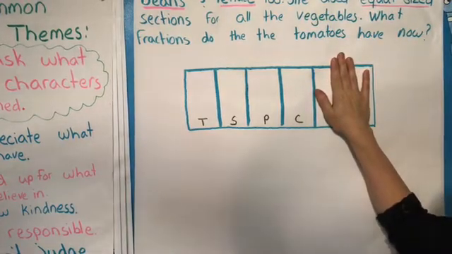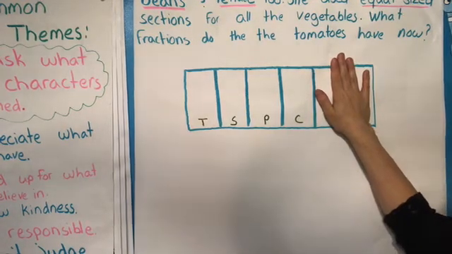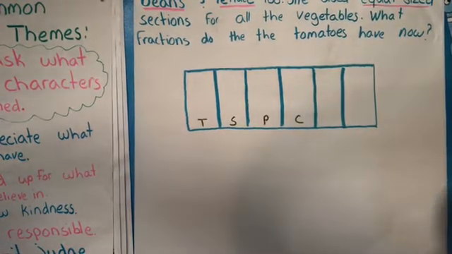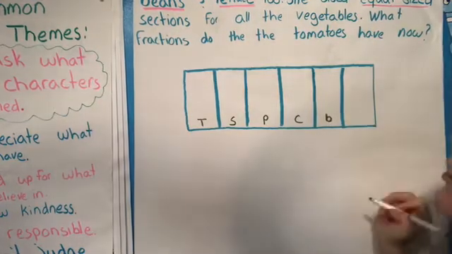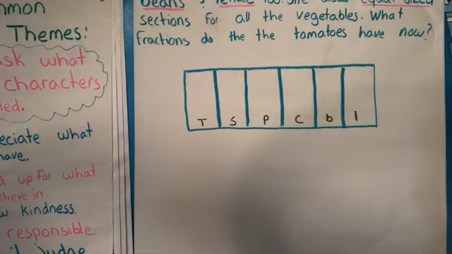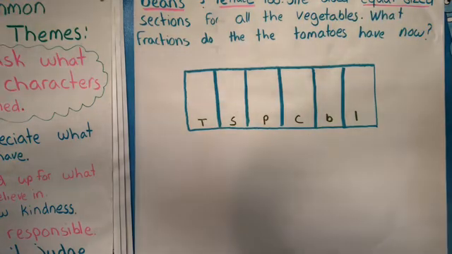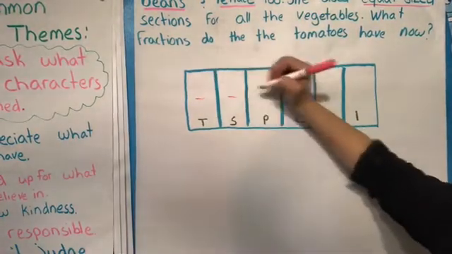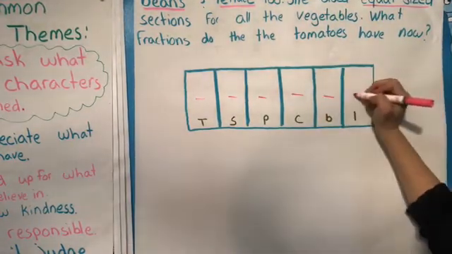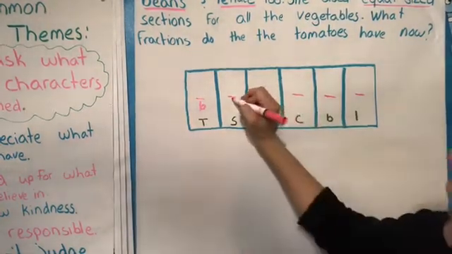But Nell, being the cunning gardener, wanted to have more space in her garden. So they added on a section for beans and a section for lettuce. Now I'm going to think about what fraction is represented by the tomatoes. So I need to find out how many parts there are total, but I know that because you already told me. There are 6 parts. 1, 2, 3, 4, 5, 6.